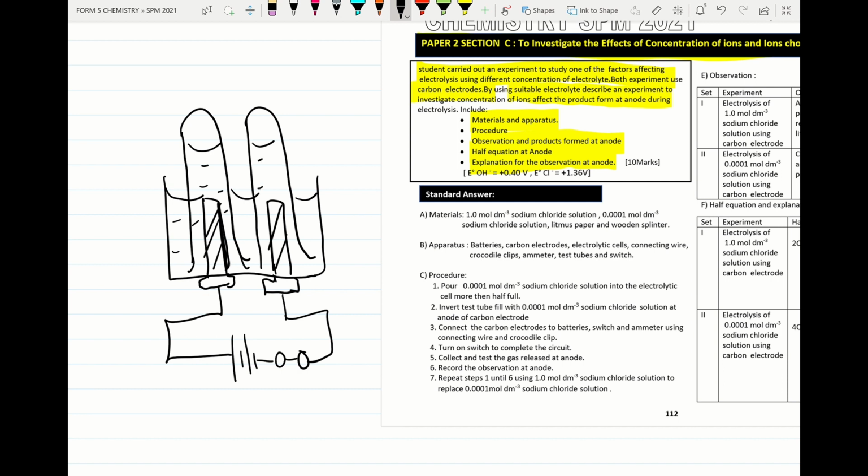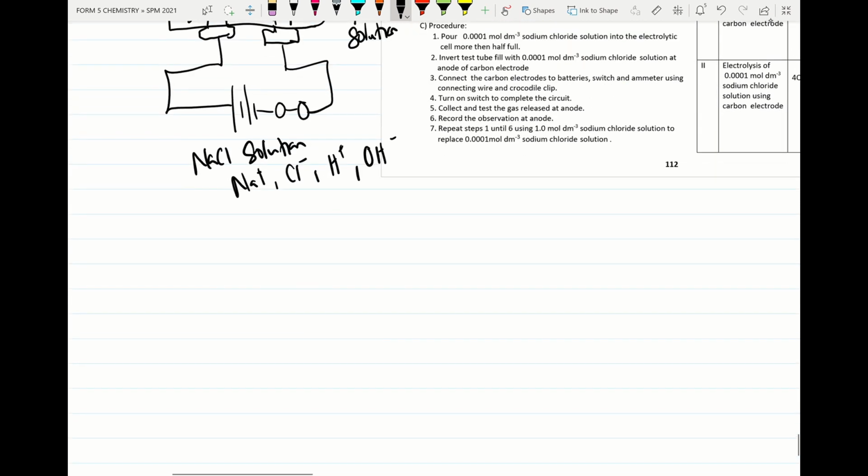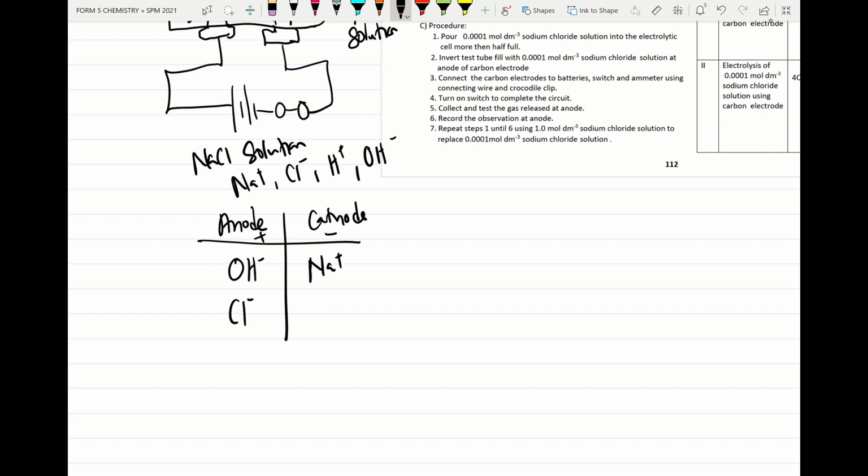All right, so the suitable electrolyte that I want to take here is 0.001 mol dm^-3 of sodium chloride. The factor to investigate is the concentration factor. When this experiment is conducted using dilute sodium chloride solution, please remember it contains sodium ion, chloride ion, hydrogen ion, and hydroxide ion. The anode is the positive terminal and the cathode is the negative terminal. Hydroxide ion and chloride ion go to the anode, and sodium ion and hydrogen ion go to the cathode.